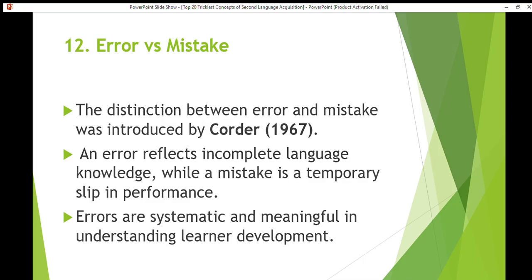An error happens because the learner does not know the rule. A mistake is a slip that can be corrected. "She goed home" is an error. "Goed" is an error. "She go home" is a mistake.